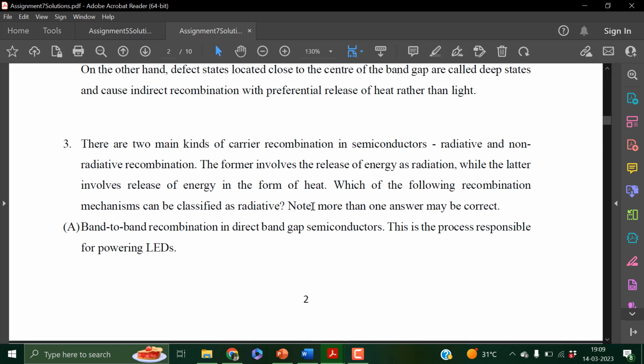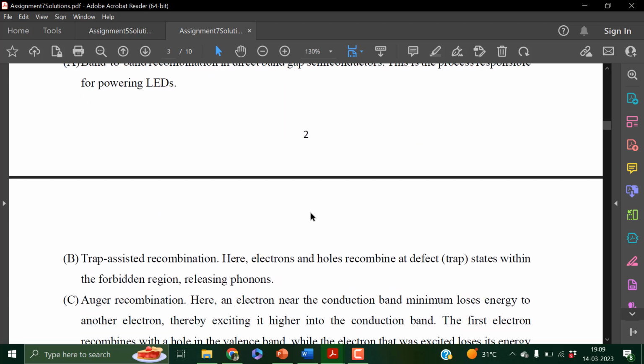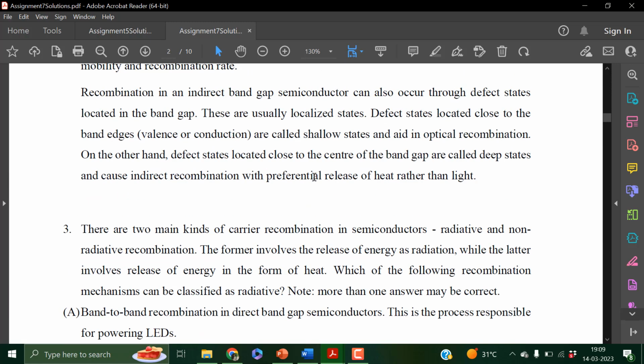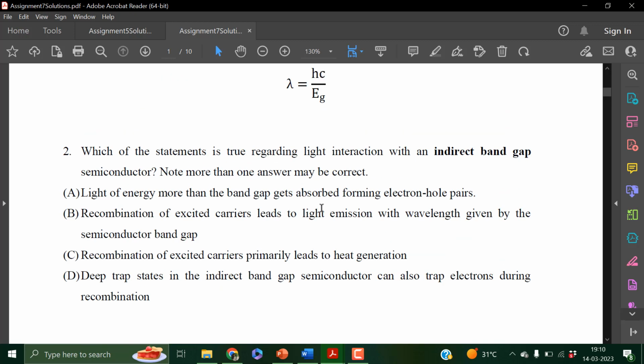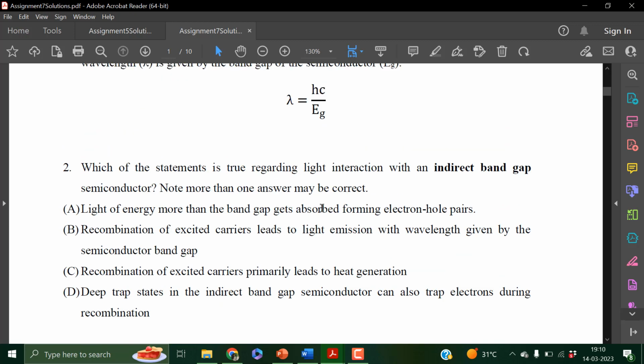Madam, the one doubt I have is about deep states and shallow states. The options are given as deep states and shallow states. Question number? Second one. Okay, let me read the question. Which of the statements is true regarding light interaction with an indirect band gap semiconductor?